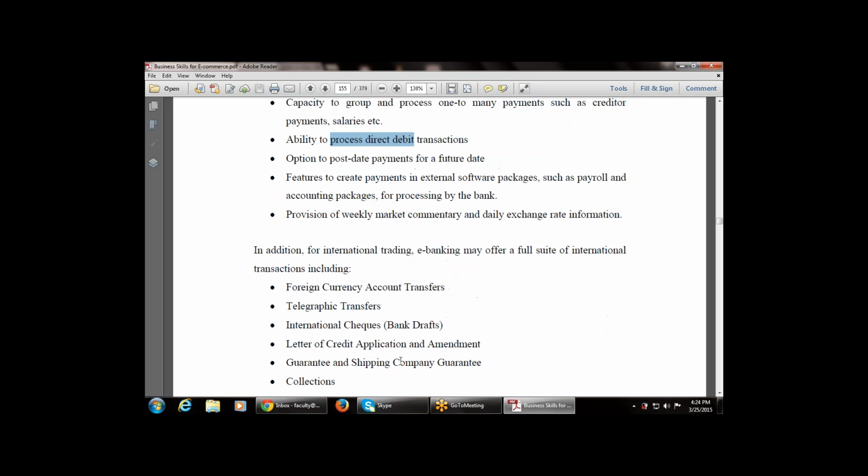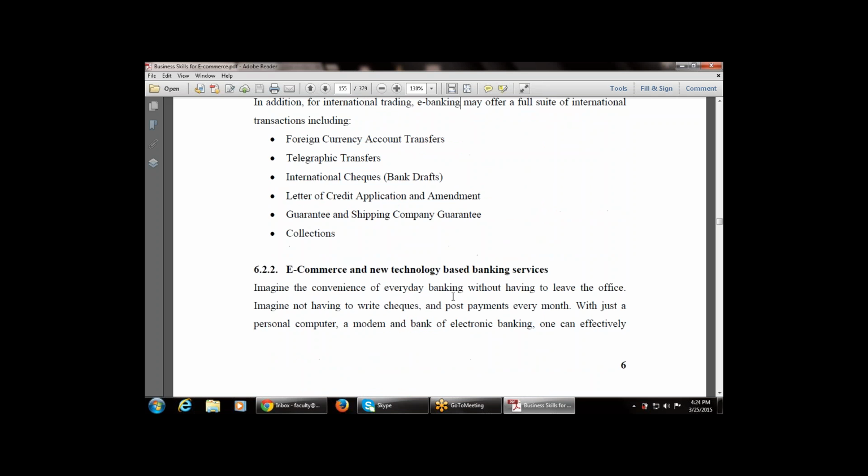that we have studied. In addition, for international trading, e-banking is also used for international transactions. What type of transactions are used in e-banking? That includes foreign currency, telephone transfer, and bank drafts.